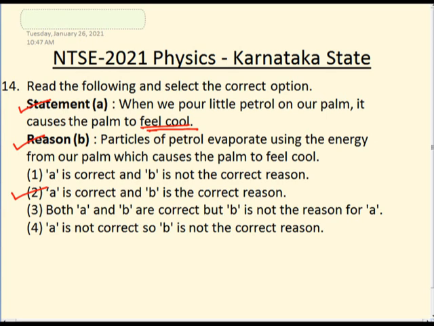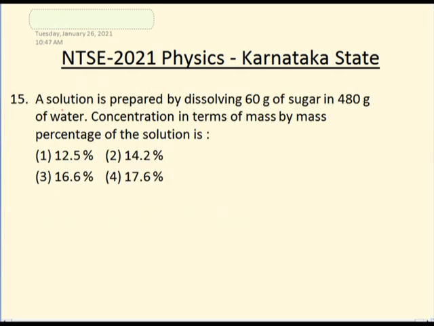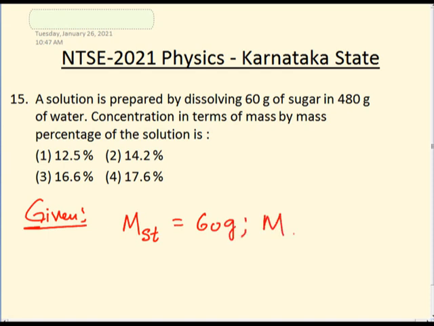Okay. Coming to the last physics question of this series, we have: a solution is prepared by dissolving 60 grams of sugar in 480 grams of water. Find the concentration in terms of mass by mass percentage of the solution. So what all is given over here? Mass of solute is 60 grams and mass of solvent is 480 grams, right?